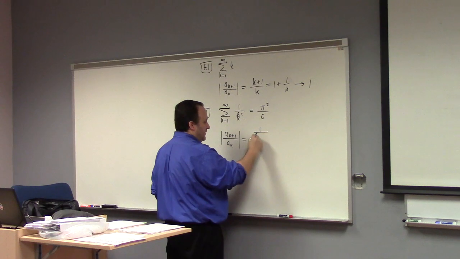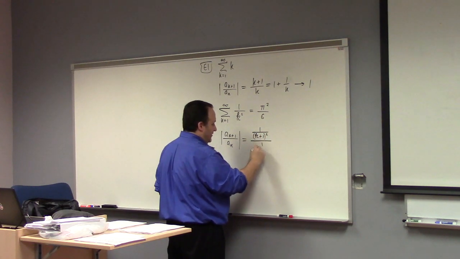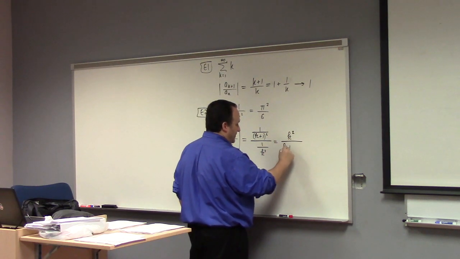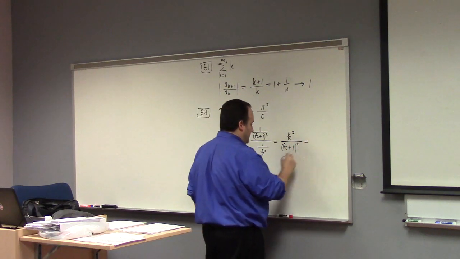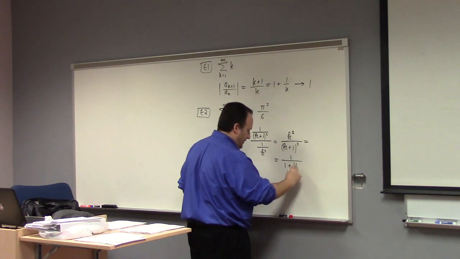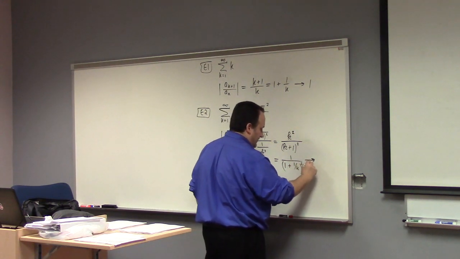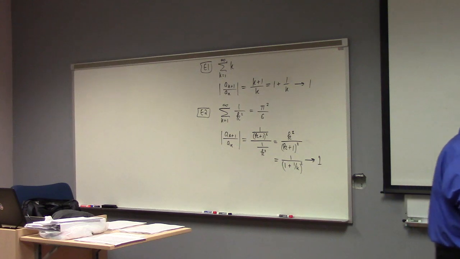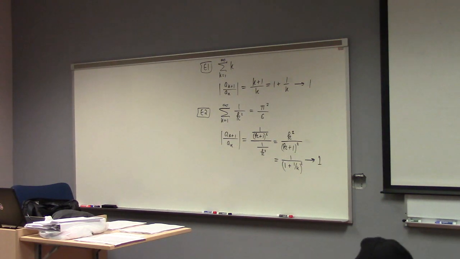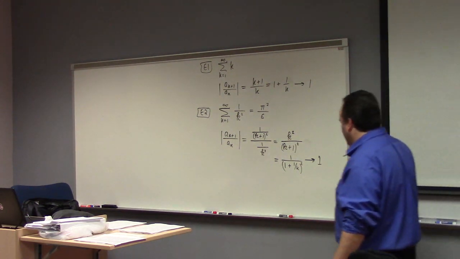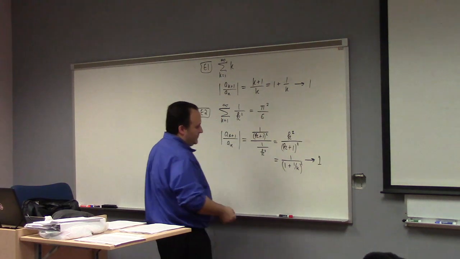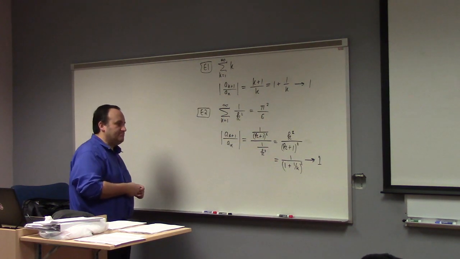So I've got 1 over k plus 1 quantity squared, divided by 1 over k squared, which is, of course, k squared over k plus 1 squared, which you can simplify to 1 over 1 plus 1 over k, quantity squared, which goes to 1 as k goes to infinity. I divided the top and the bottom by k squared, so when you bring the k squared inside the square, it becomes 1 over k. Anyway, you can check the algebra if you like. It works out to 1.